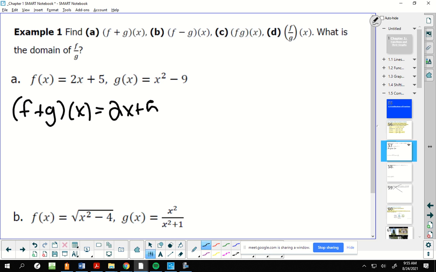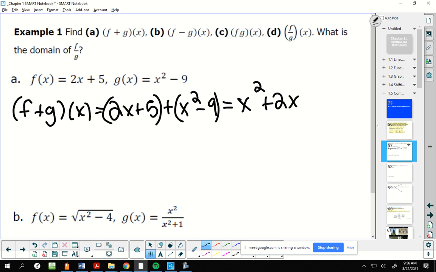So we have 2x plus 5 plus x squared minus 9. Technically we're taking that function and adding this function, but because it's adding, we just distribute the plus sign. So then we have x squared, and then we have 2 x's, so plus 2x, and we have 5 plus a negative 9, which is minus 4. And that's it. You just add the two functions together.